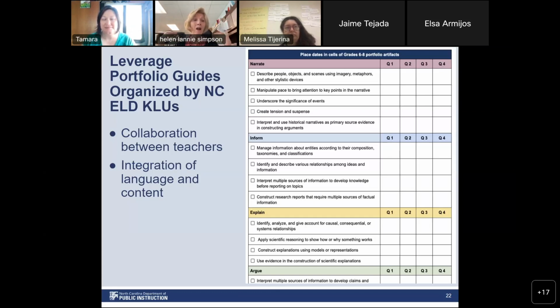So it's not all on their shoulders, and it really gives teachers a great opportunity to work together in a positive way, right? We're not at cross purposes, but we're like, oh, I love what you're doing. And that really hits the key language use of that. And so it's a great way also to integrate language and content.